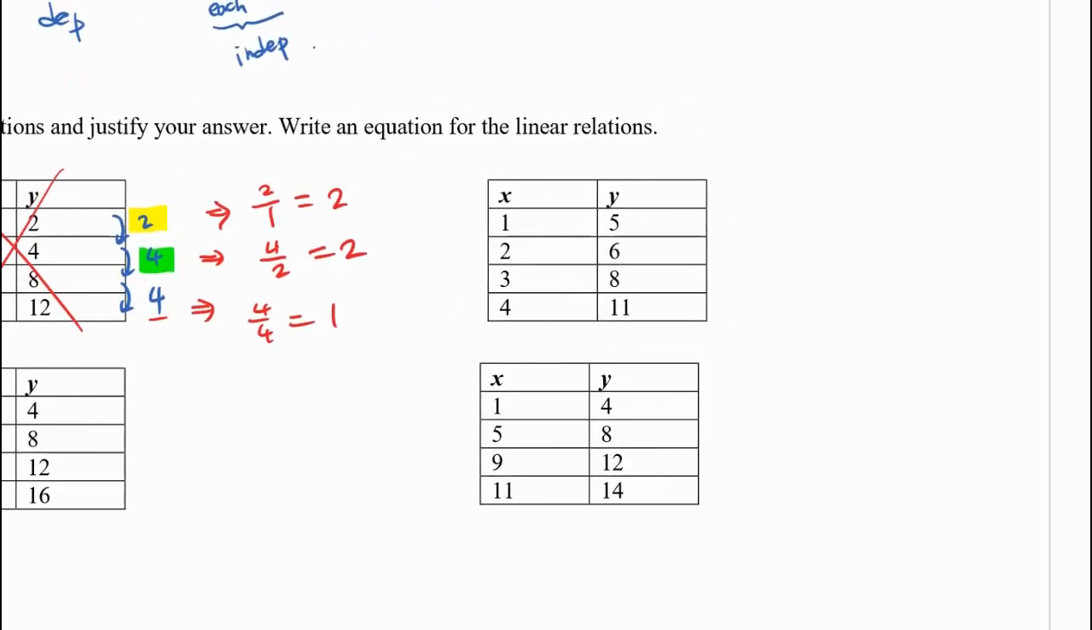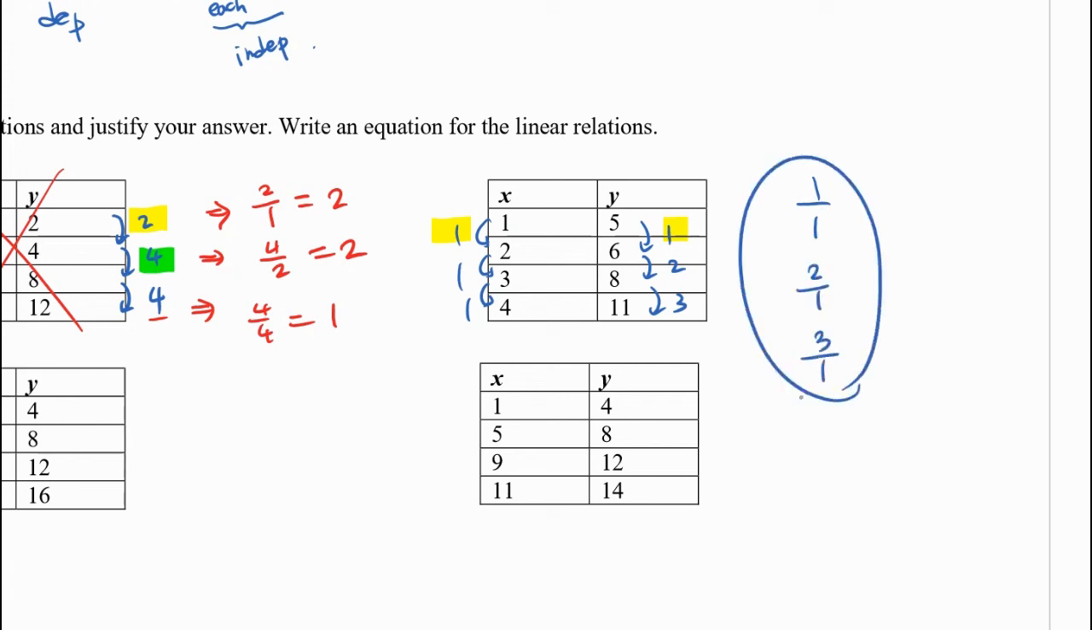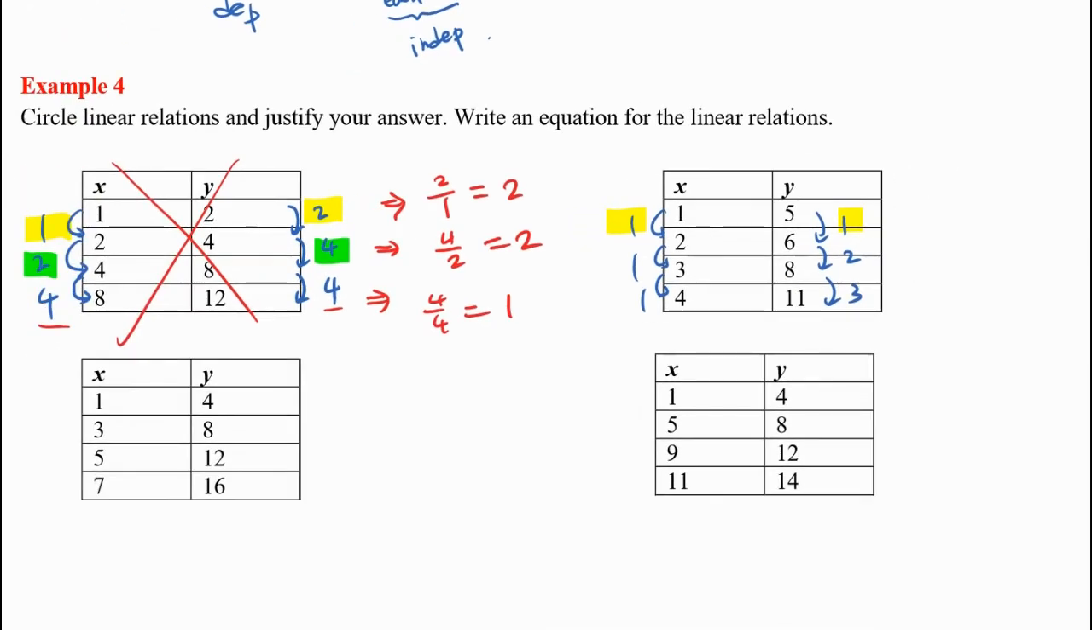So what about this one? This is increased by 1, 1, 1, and y by 1, 2, 3. Obviously, it's not a linear relation because 1 over 1, 2 over 1, and 3 over 1 are different numbers, right? It's not a constant rate of change. So this is not a linear relation.